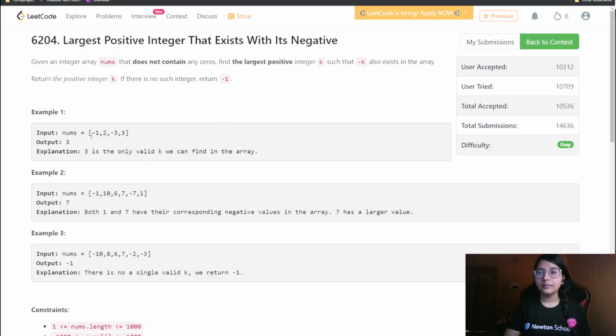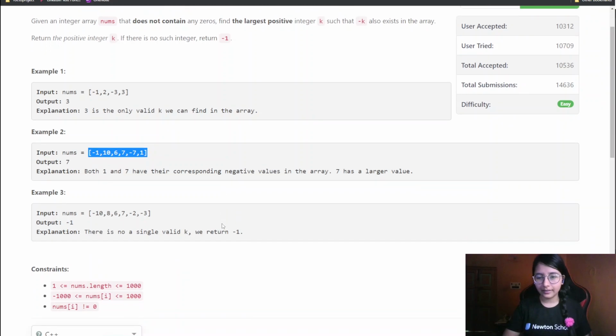So in this particular example, minus 1, 2, minus 3, 3. Minus 1 is not existing, 2, minus 2 is not existing. But minus 3 exists and 3 also exists, and 3 is the largest out of all. Then in the second example, minus 1, 1 also exists. 10, then minus 10 doesn't exist. 6, then minus 6 doesn't exist. But for 7, minus 7 exists. So that's why 7 would be our answer. Like this only we are required to check for all the elements in the given input.